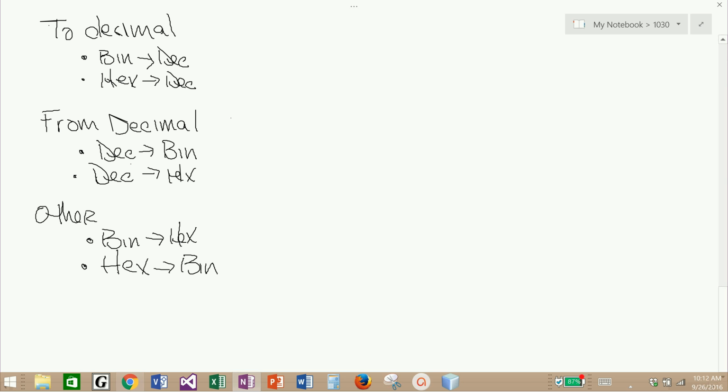So if there was a single word that I would use to describe the conversion to decimal, it would be positional value. We're going to take into account each one of the individual positional values as I take any numbering system, not just binary or hex, and convert it into decimal. So let's give that a try.